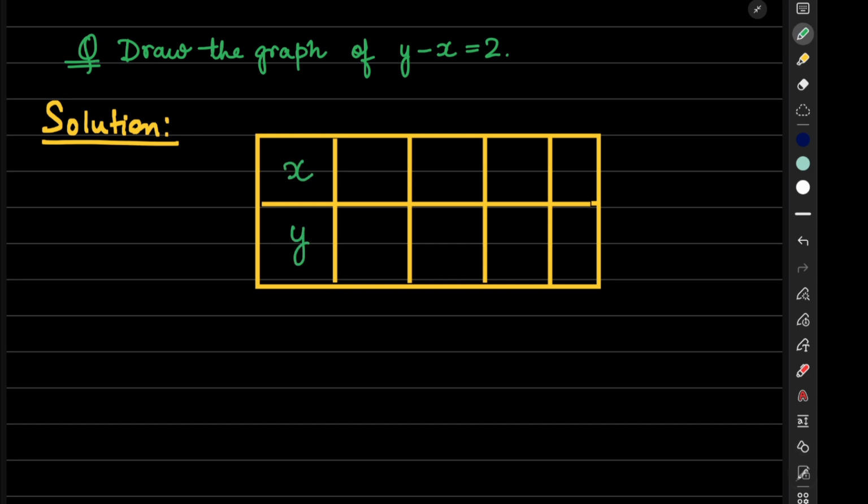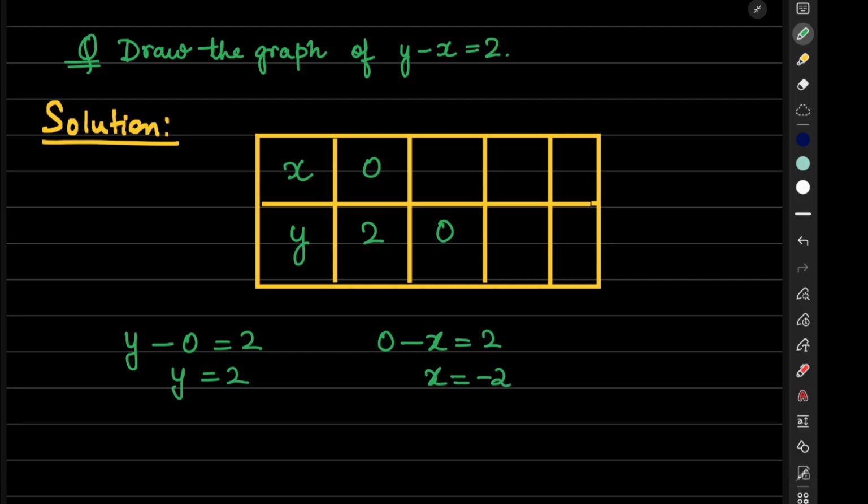First let's take x as 0. So y minus 0 equal to 2, so y is equal to 2. Next let's take y as 0. So if y is 0, 0 minus x equal to 2, x equal to minus 2. This is your next solution. Next, let's take x equal to 1. So y minus 1 equal to 2, so y is equal to 3. Just plug in the values.